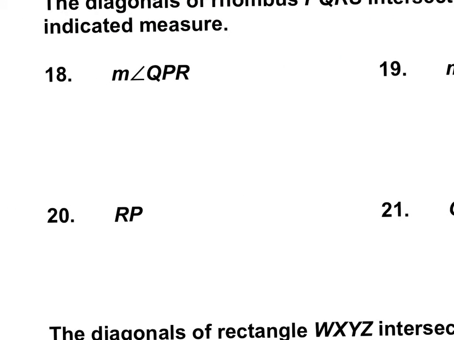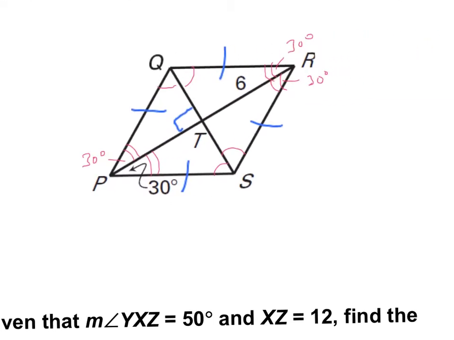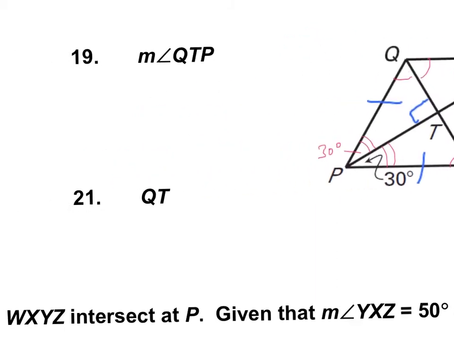I usually like to look at the diagram first and figure out a little bit of information about it and then answer the questions. Number 19, QTP. All right, we talked about how the diagonals cross at a 90-degree right angle. So that measure is 90 degrees.